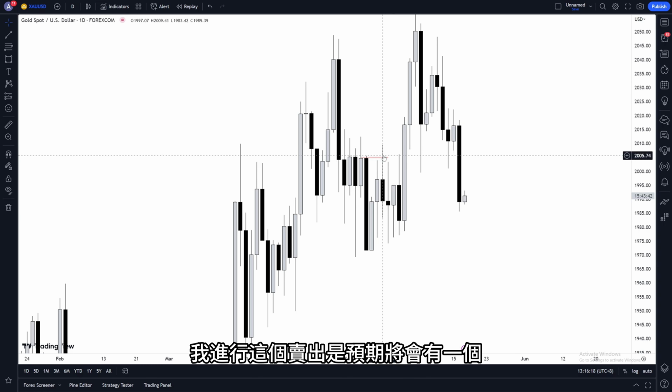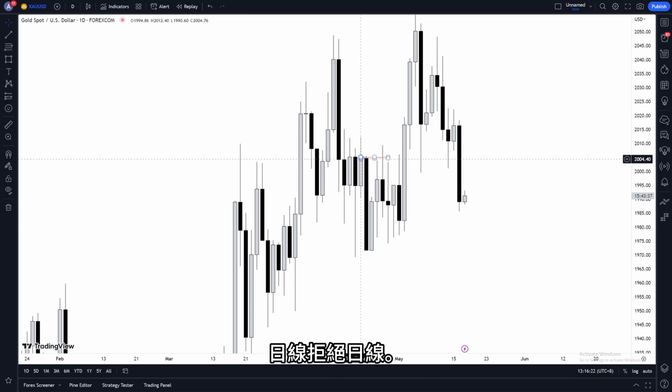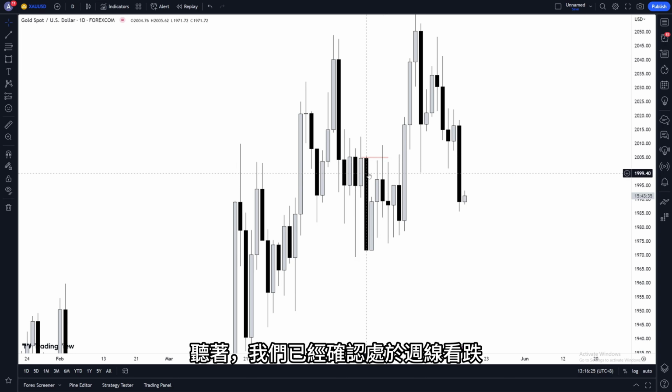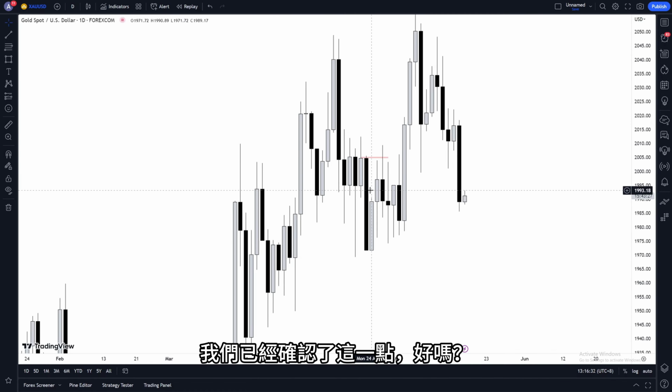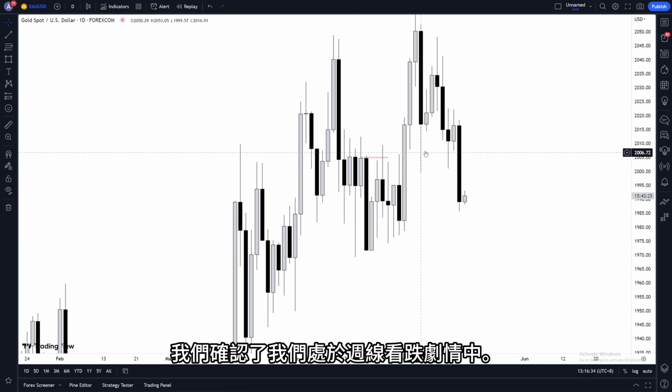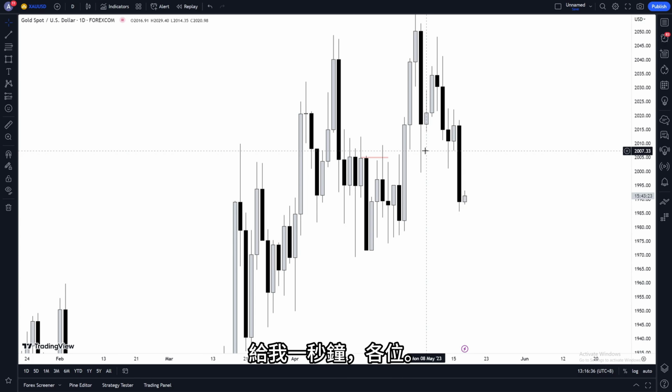I took this sell in anticipation of there being a daily reject daily. Listen, we have confirmed that we are in a weekly bearish storyline. We have confirmed this, 100% confirmed this. We've confirmed that we're in a weekly bearish storyline. Give me 1 second, guys.